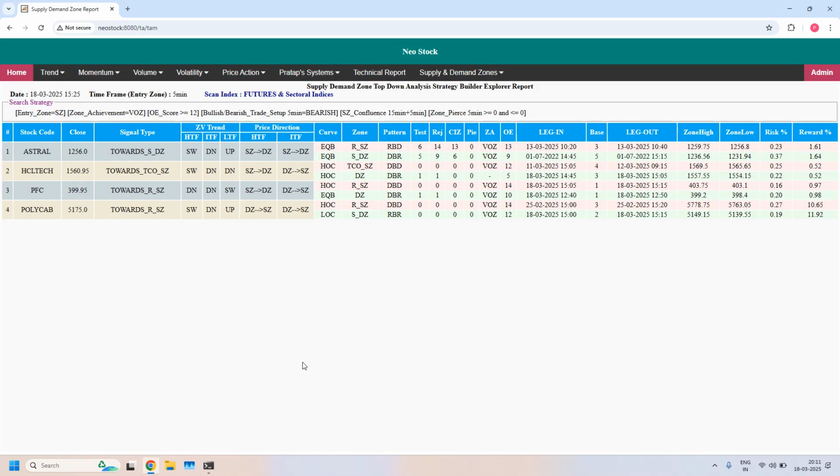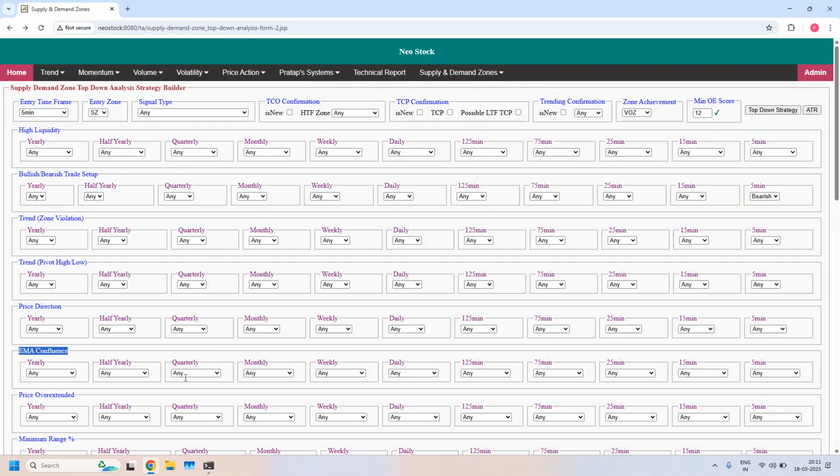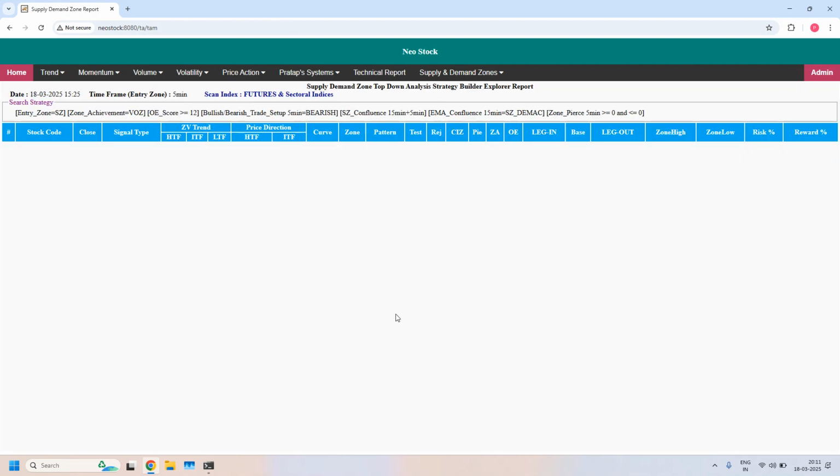Let's verify if any of these 15 minute supply zones are having daily EMA confluence. If that is the case, then these 5 minute supply zones might be having even more high probability to get success. So for EMA confluence at 15 minutes time frame, I am selecting 15-minute supply zone is having daily EMA confluence. So none of them are having daily EMA confluence.